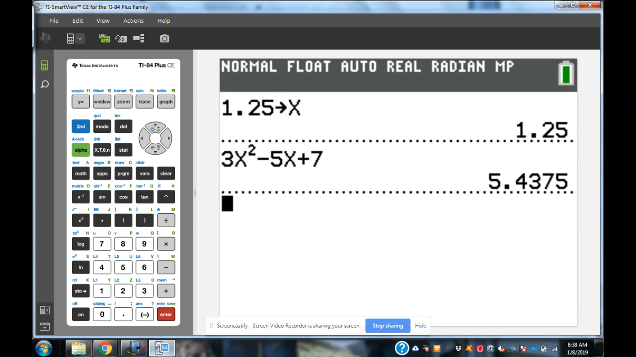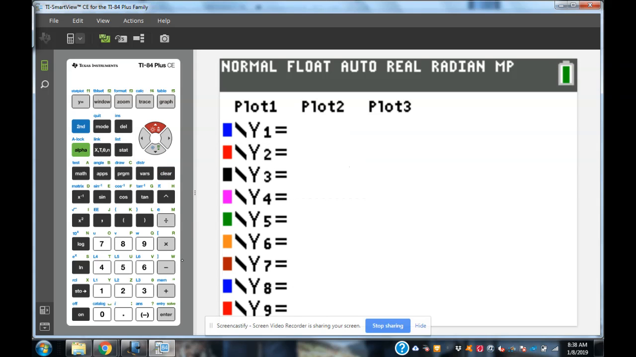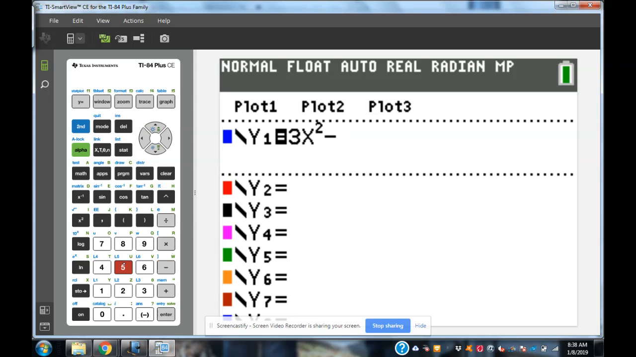Another way to do that, if you had to find several different x values for the same function, like maybe you're making a table of values, the best way is with the y equals menu. So clear out the other functions that we had been graphing, and I'm just going to type in the same function, 3x squared minus 5x plus 7. In the y equals menu, that x that I've typed there is not 1.25 anymore. They're like two separate parts of the building. It doesn't know that x is 1.25 on the regular calculator screen. It's just reading it as a variable.